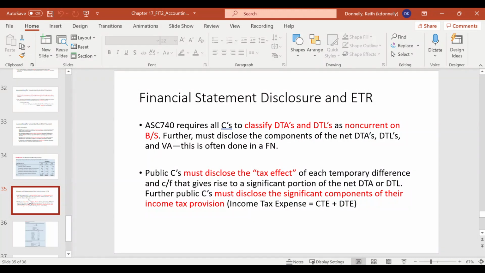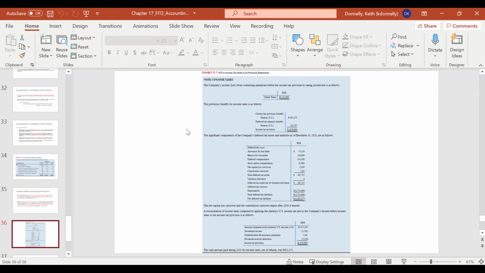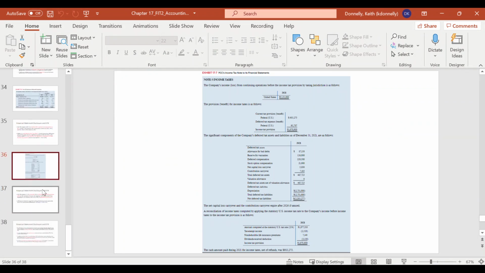In the next idea here, it says, with regard to financial statement disclosure and effective tax rate, we're going to look at the effective tax rate and the statutory rate. Basically, ASC 740 requires corporations to classify deferred tax assets and liabilities as non-current on the balance sheet. And then you have to obviously disclose the components of the net DTA, the DTL, and the valuation allowance. You can do this in a footnote. So this right here is just showing a breakout of it.